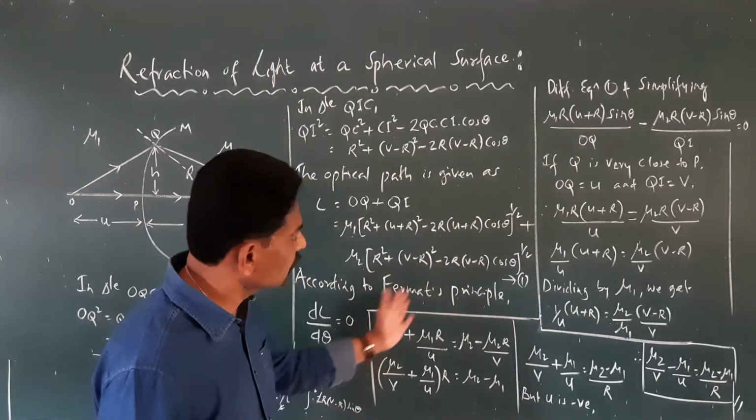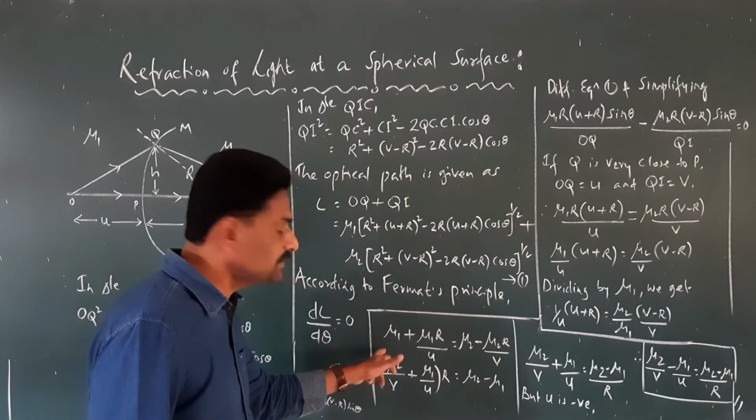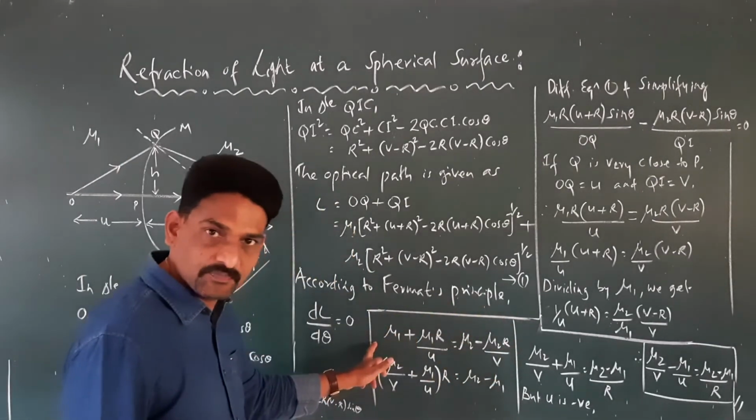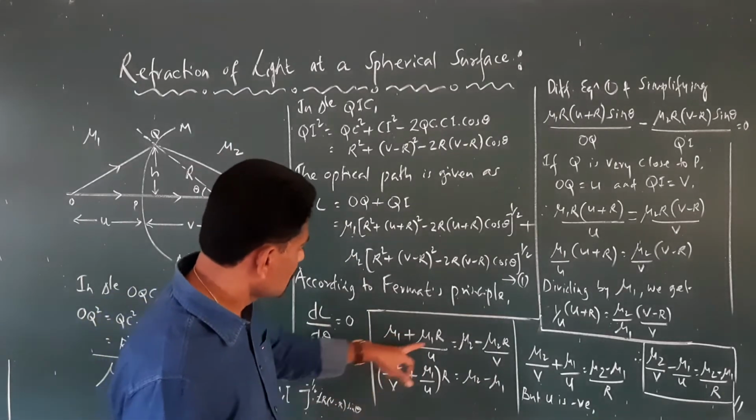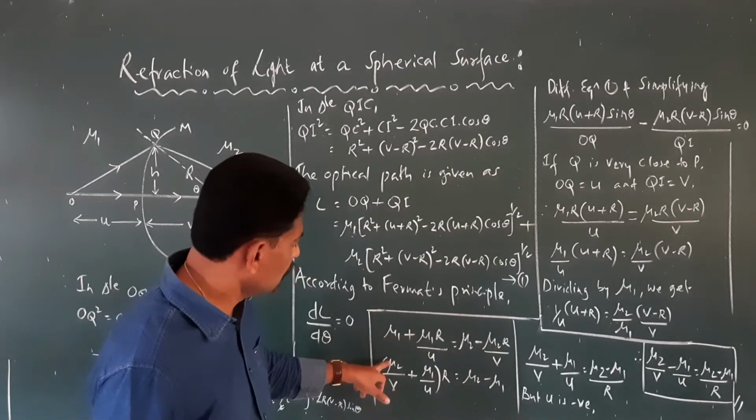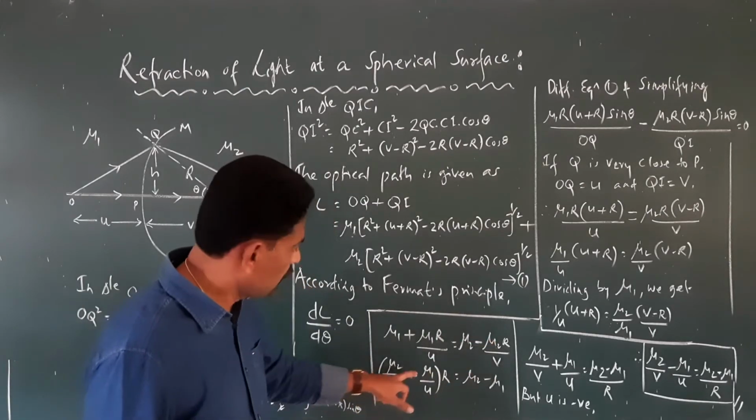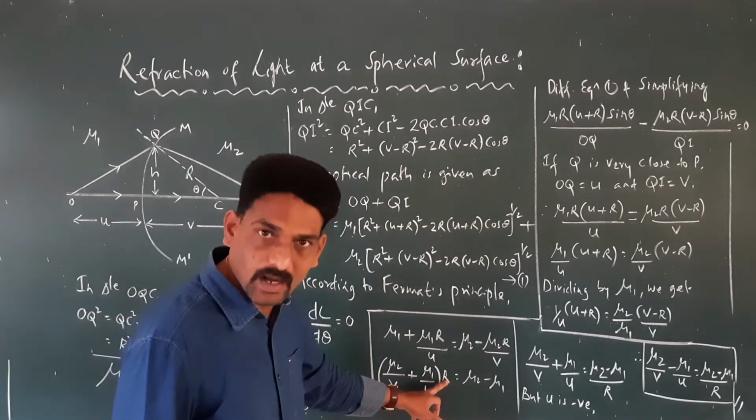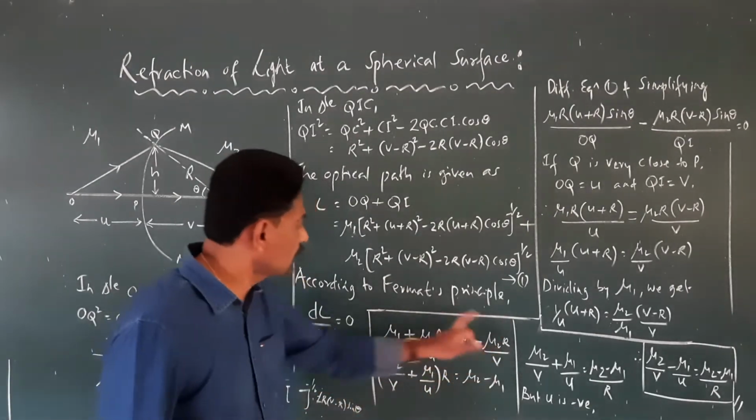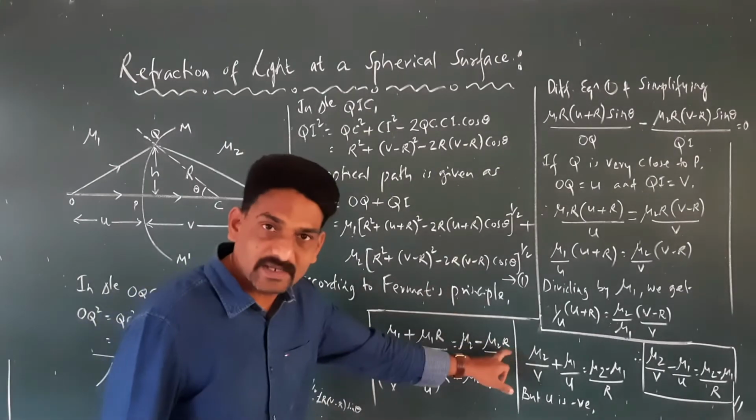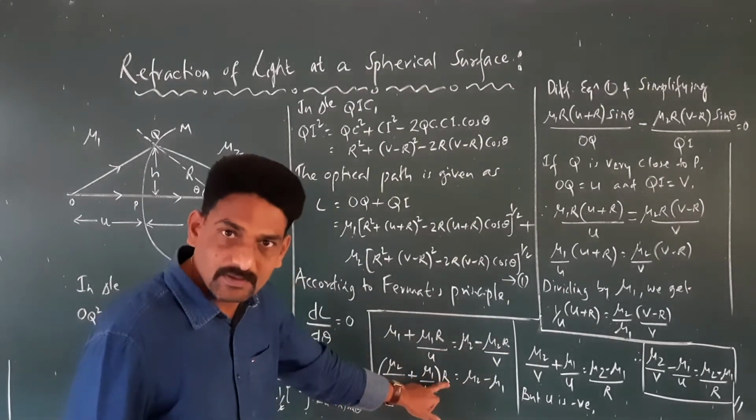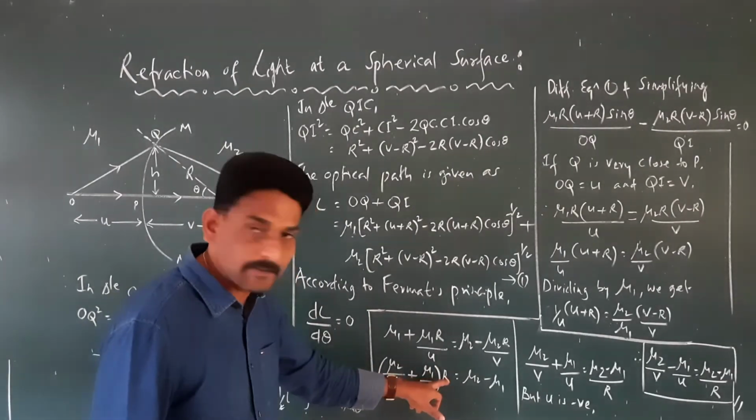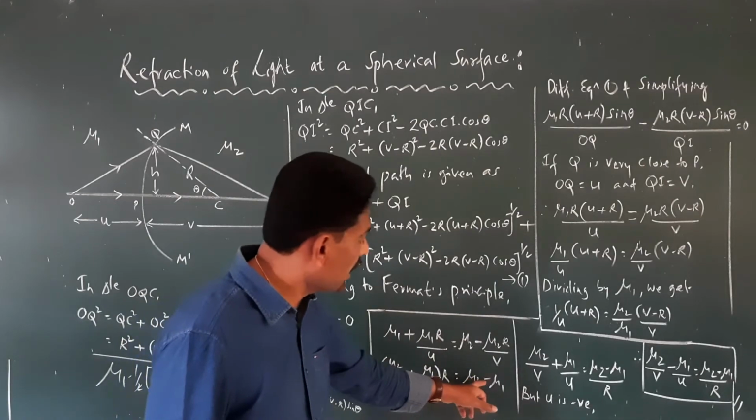So this mu1 is transferred to this side, and this term is equal to this side. By transferring mu1 here, what do we get? We get mu2 divided by v plus mu1 divided by u. What is common? R is common. So by taking R as common, we get mu2 divided by v plus mu1 divided by u, into R, equals mu2 minus mu1.